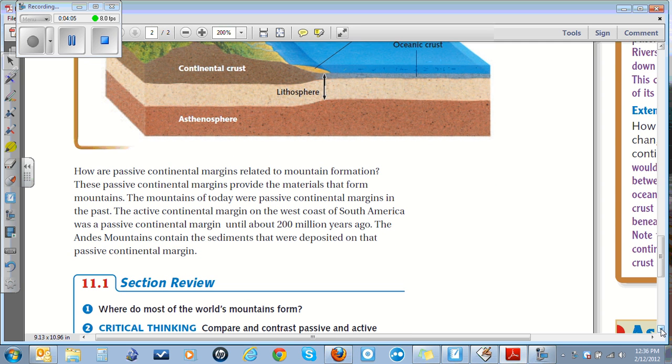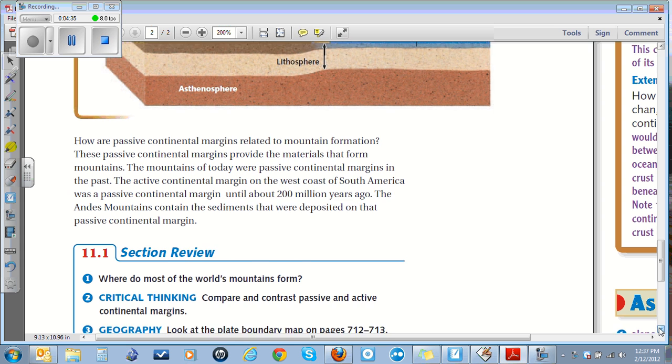How are passive continental margins related to mountain formation? These passive continental margins provide the materials that form mountains. The mountains of today were passive continental margins in the past. The active continental margin on the west coast of South America was a passive continental margin until about 200 million years ago. The Andes Mountains contain the sediments that were deposited on that passive continental margin.